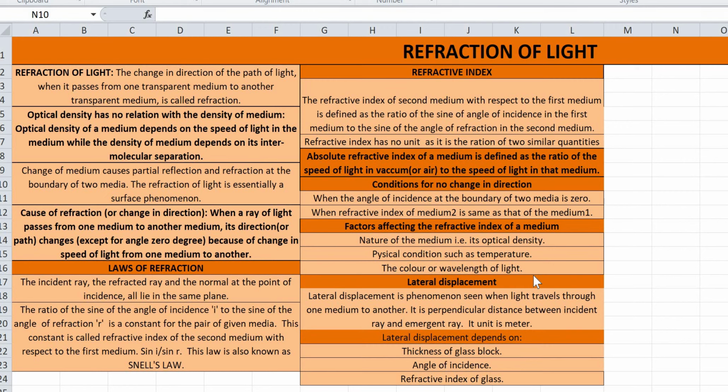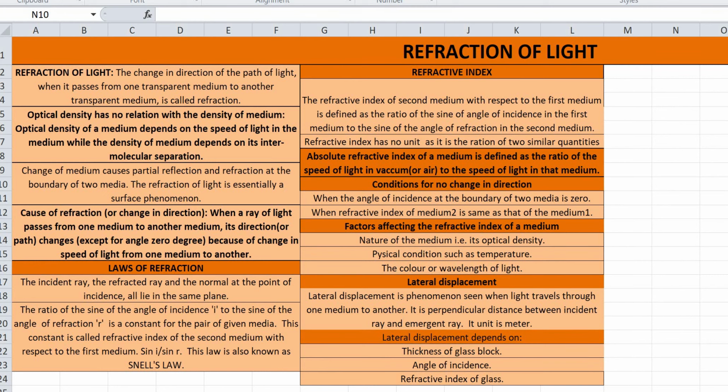Now with respect to wavelength or color. The speed of light of all colors is the same in air, but in any other transparent medium, the speed of light is different for different colors. So in a medium, red light travels faster than violet light. Therefore, the refractive index of the medium is more for violet light and less for red light. The wavelength of red light is more than that of violet light. So the refractive index of the medium increases with the decrease in wavelength. So this is the relationship between these three.